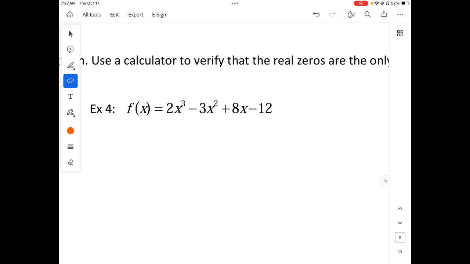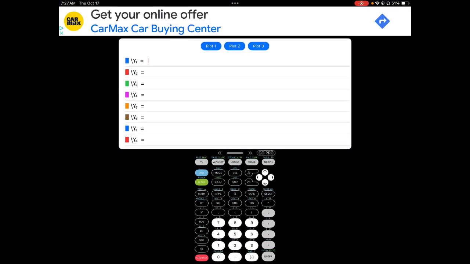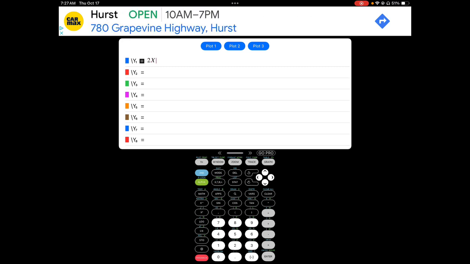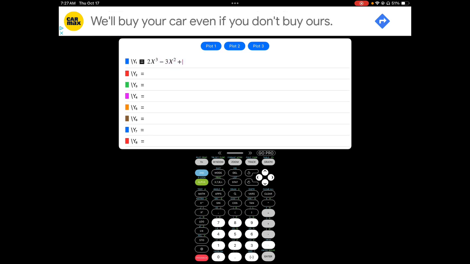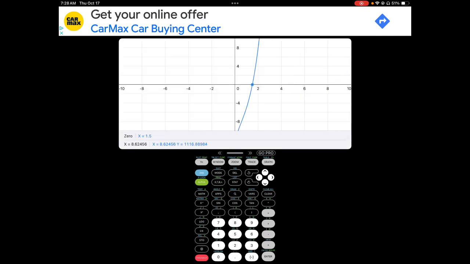Okay, since this is a cubed, I know it's going to be like this somehow within our graph. And we're going to have at least 3 roots. Some of them may be real, some may be imaginary. So let's go ahead and put this into y equals. Clear what's in there. 2x cubed minus 3x squared plus 8x minus 12. Graph.